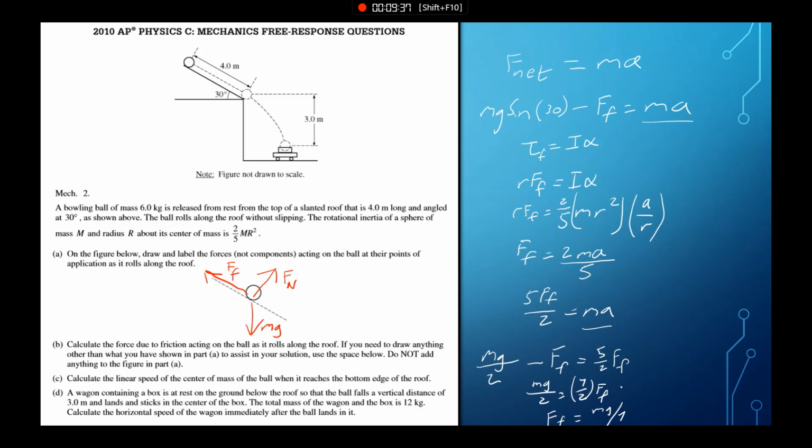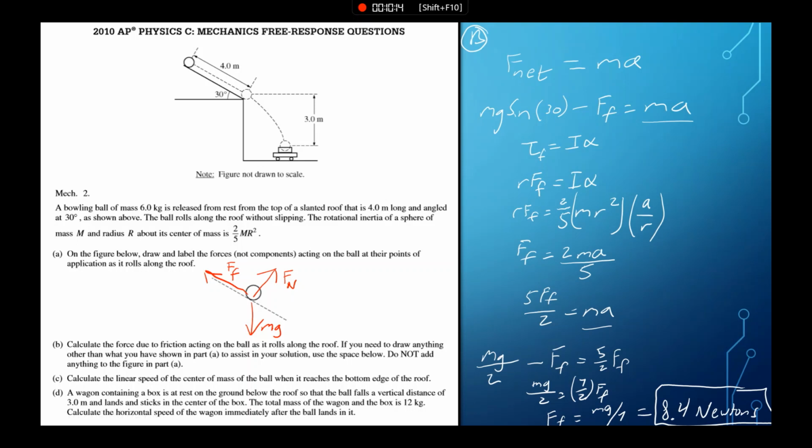So which is mass is 6 times friction, no, G is 9.8 divided by 7, so it's 8.4 Newton. Awesome. Any questions on anything we did for B?